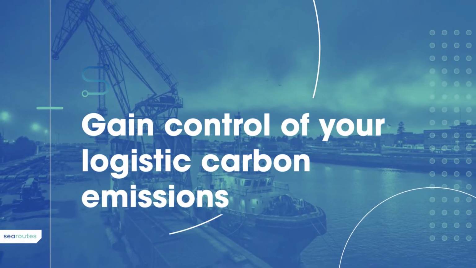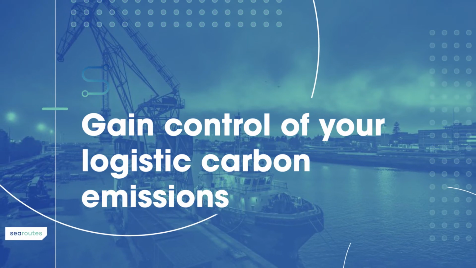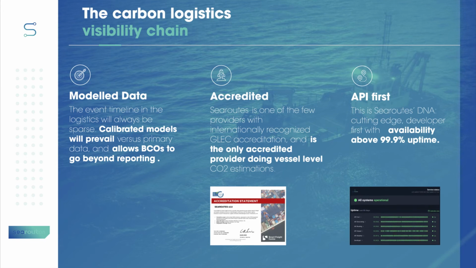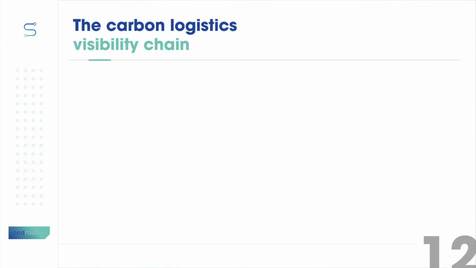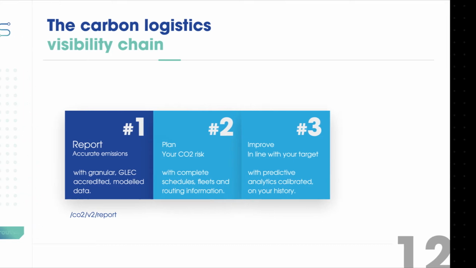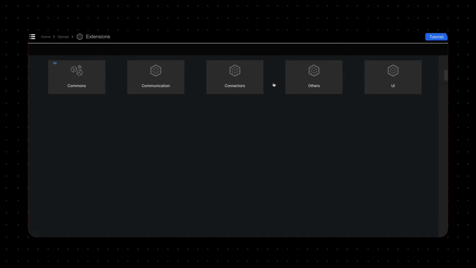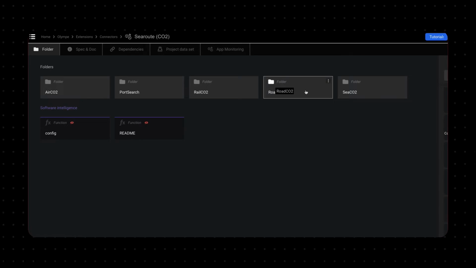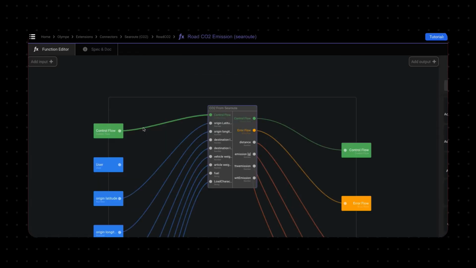Why C-Route? Because it lets you gain control of your logistic carbon emissions. C-Route gives you a standard model that is accredited, and they are a truly API-first company. First, let's try the reporting part. On their website, C-Route provides a powerful API that measures the CO2 emission for all types of transportation. It is validated by the GLEC and SFC with a very well-documented API. With Olympe's passion for sustainability, we naturally have connectors such as the C-Route API. In our demo case, we will use the API for road transport.